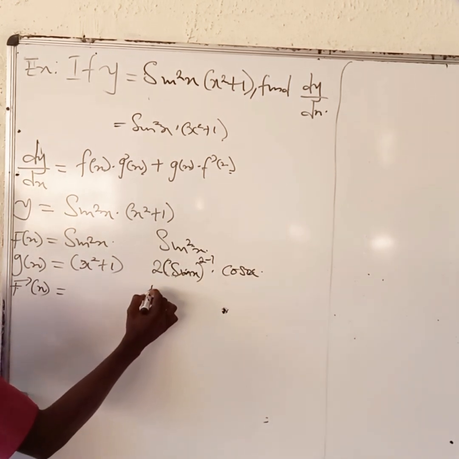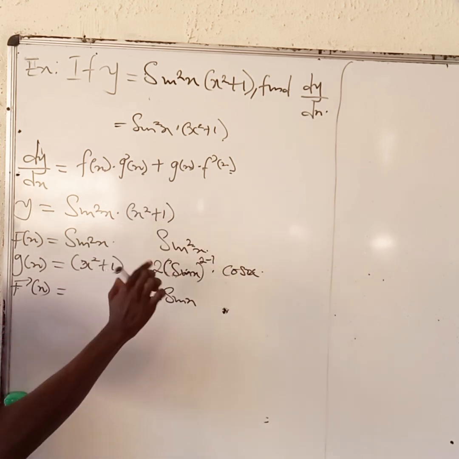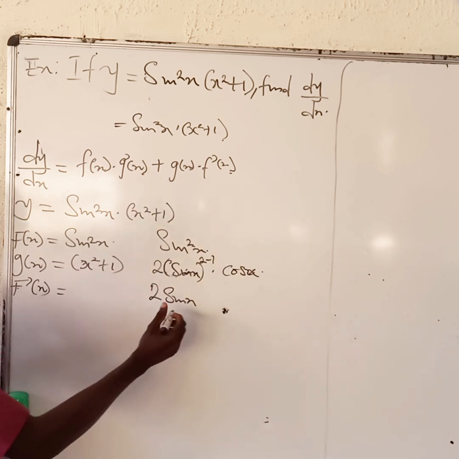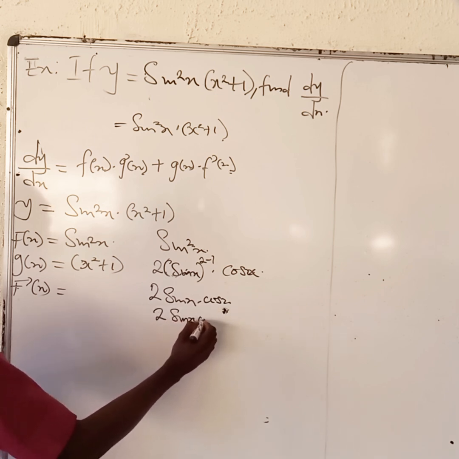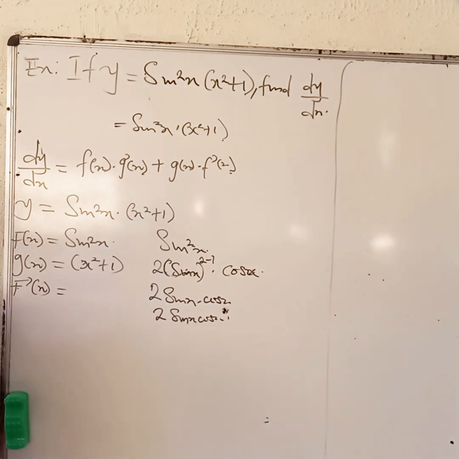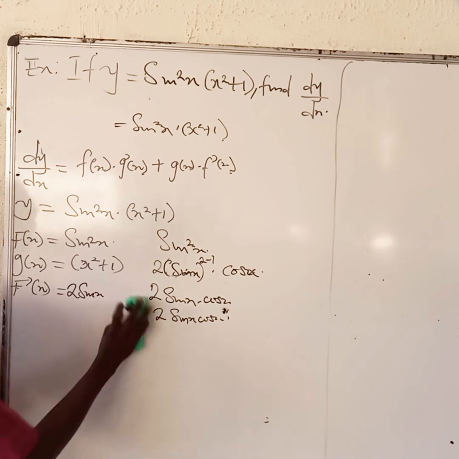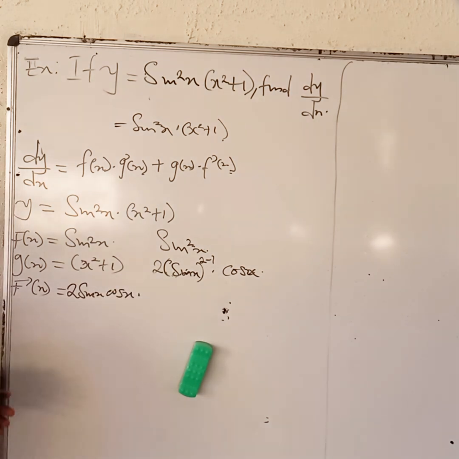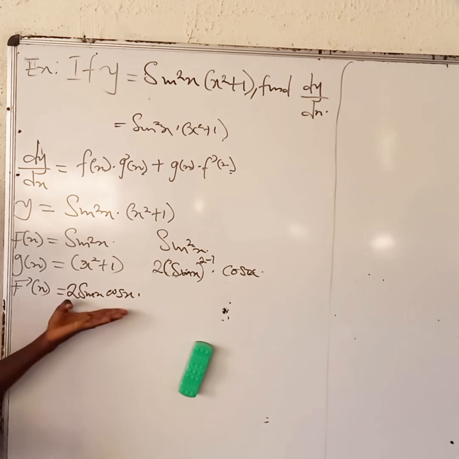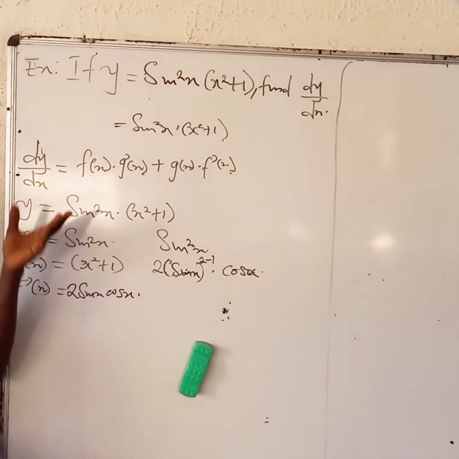So the answer is going to be 2 sine s. 2 minus 1 is going to give you 1, and sine s raised to power 1 is going to give you sine s, multiplied by cos s. So your answer is going to be 2 sine s cos s. So if you are differentiating sine squared s, f prime of s is going to be 2 sine s cos s. For those of you that don't understand how we get 2 sine s cos s, you check my previous video. There is a video on chain rule.